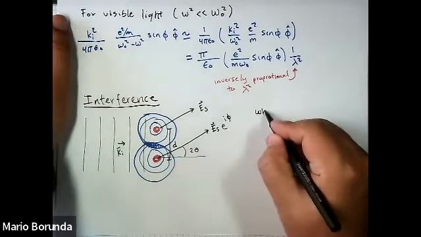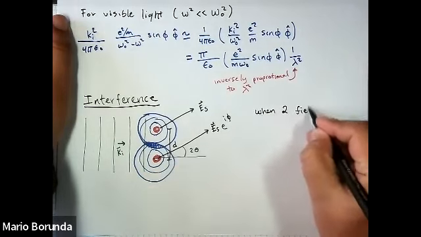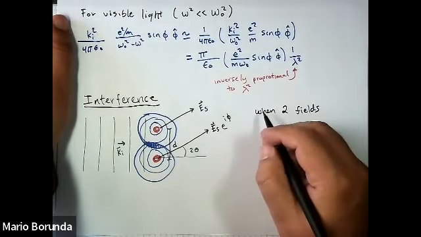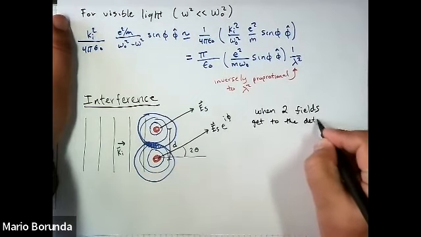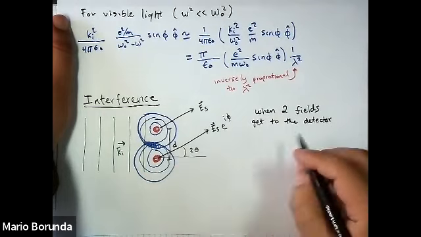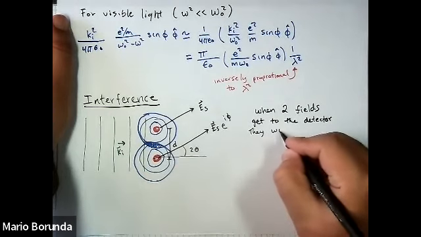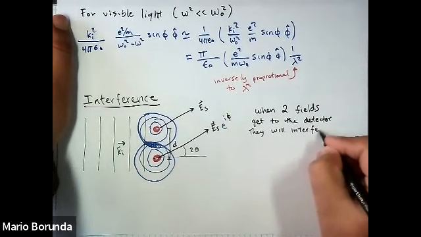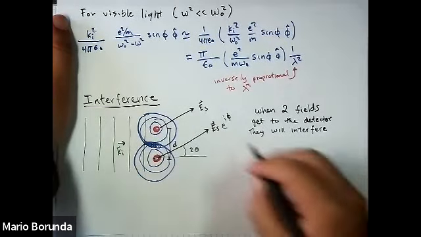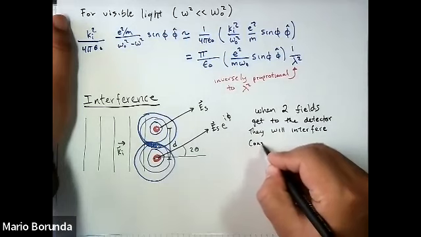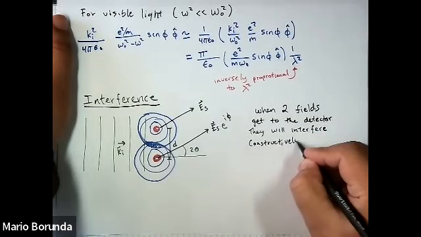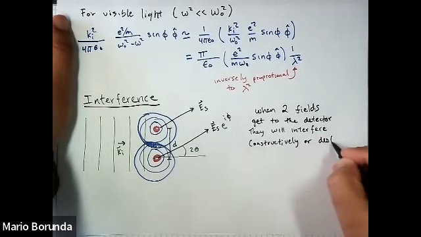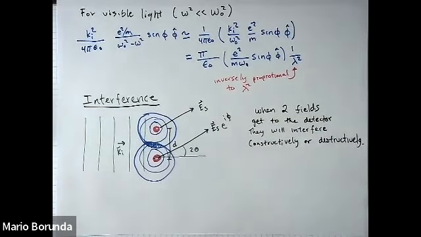So when the two fields get together, when the two fields get to the detector, they will interfere with each other. It could be constructively or destructively. So you have those two fields interacting with each other.